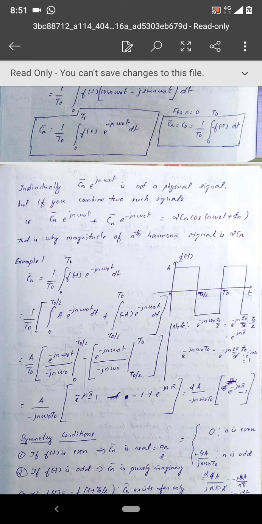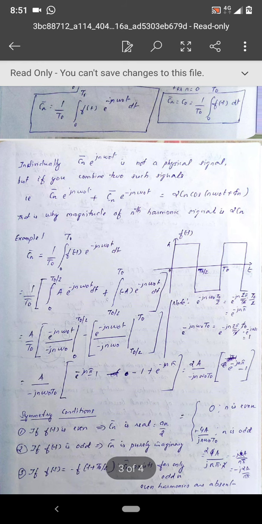There it was a square wave of amplitude A, and the negative cycle having a magnitude minus A. Time period is t naught. It's a periodic signal, but it's not a sinusoidal waveform. Like I explained, there is only one term that we have to find, that is Cn bar. And from the equation we know Cn bar is equal to 1 by t naught, integral from 0 to t naught of f of t e raised to minus j n omega naught t dt.